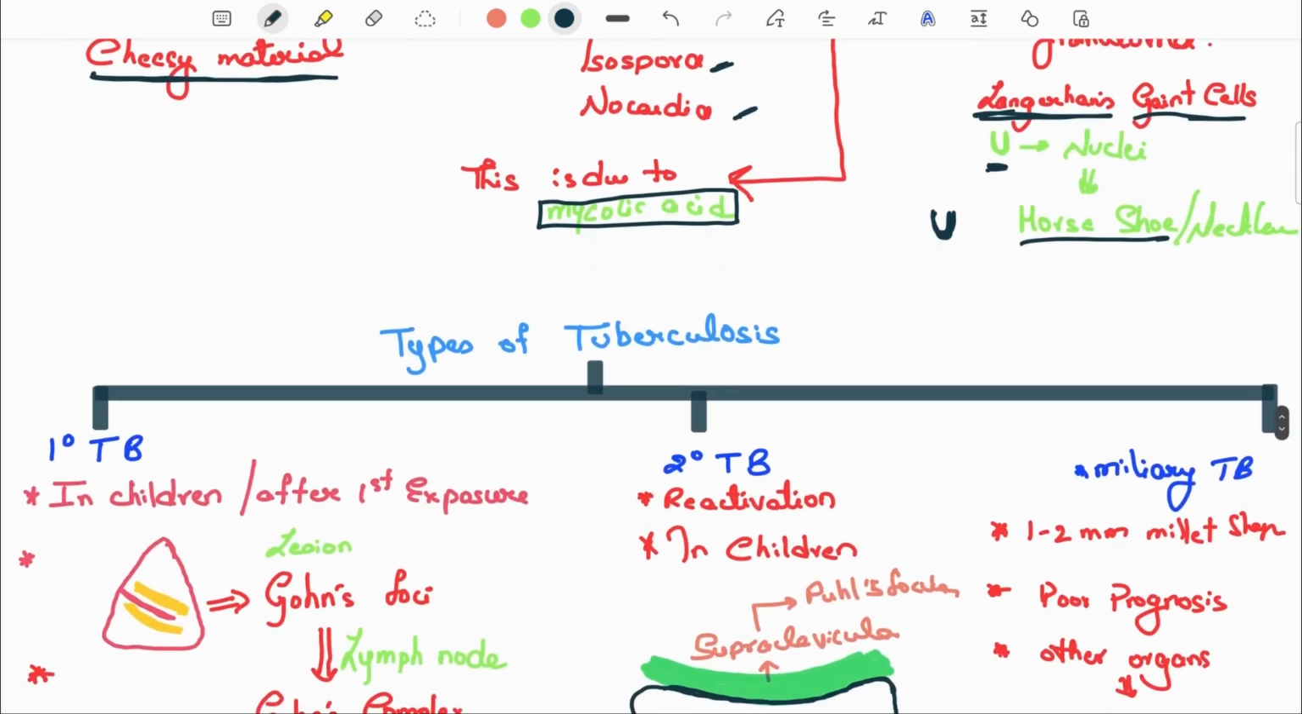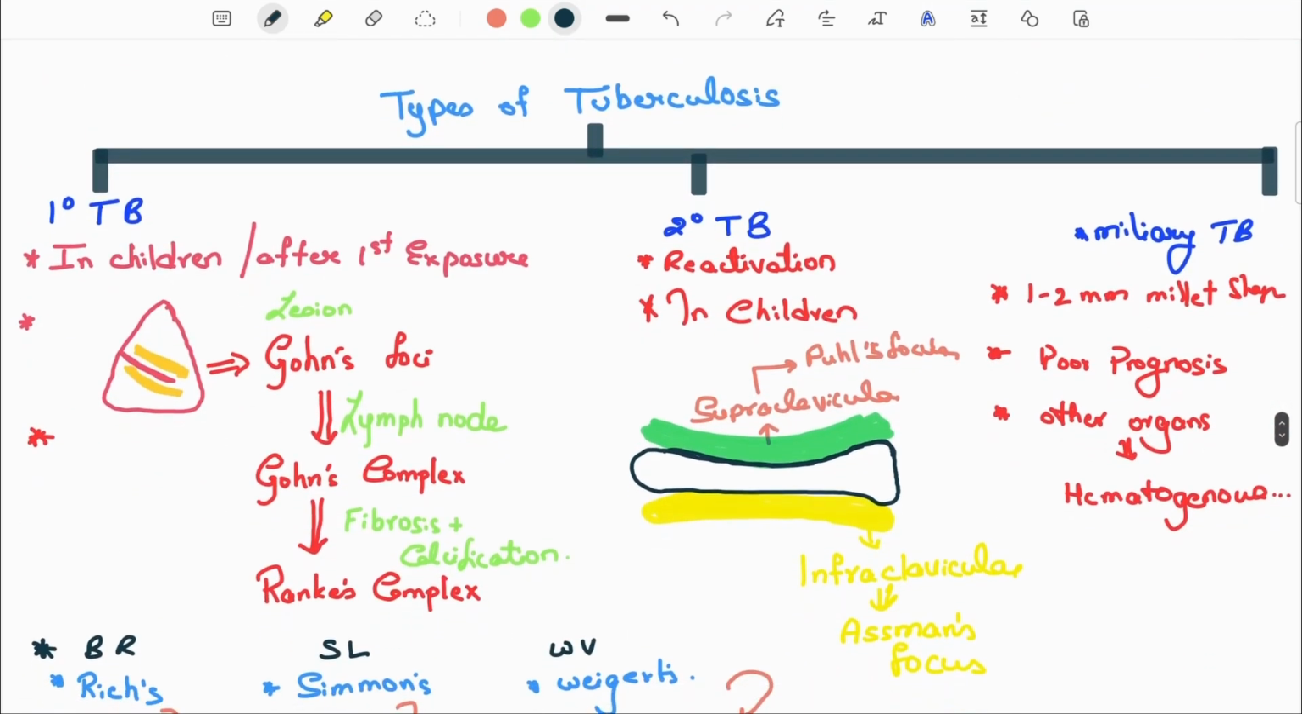Next one is types of tuberculosis. There are majorly 3 types of tuberculosis. First one is primary tuberculosis, meaning the first time the patient is getting affected. What kind of patient is he? He may be a child. As a child he is getting affected, hence it is called primary. Next one is secondary, and the third one is miliary.